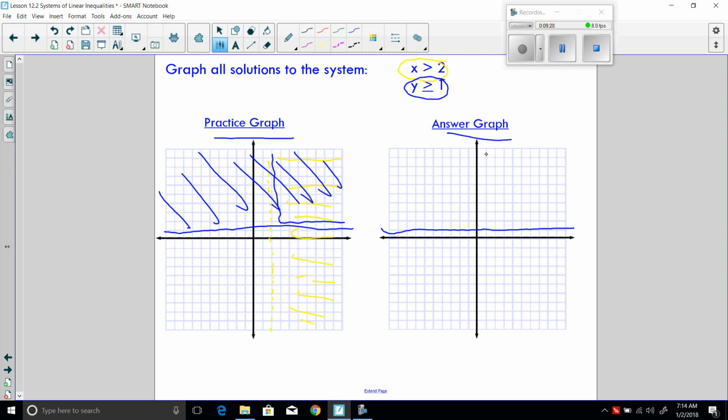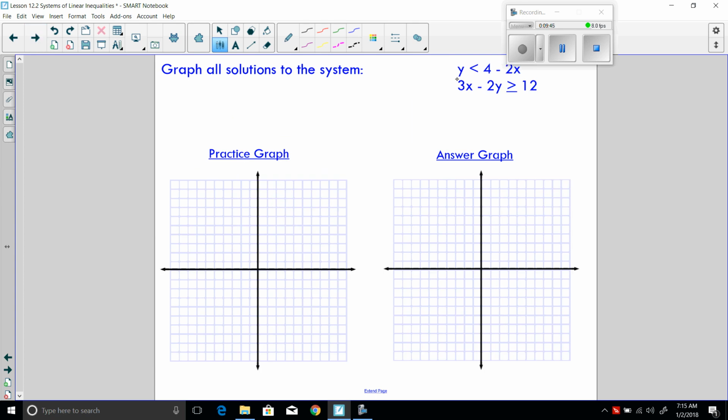So I'll graph both of those lines again, but now since I know where the double shaded region is, I will only shade that part. So now I know the double shaded region is here, and so you can use your answer graph that way. You don't have to do that, but it's there for you to try. So now let's try something that's a little bit more complicated.